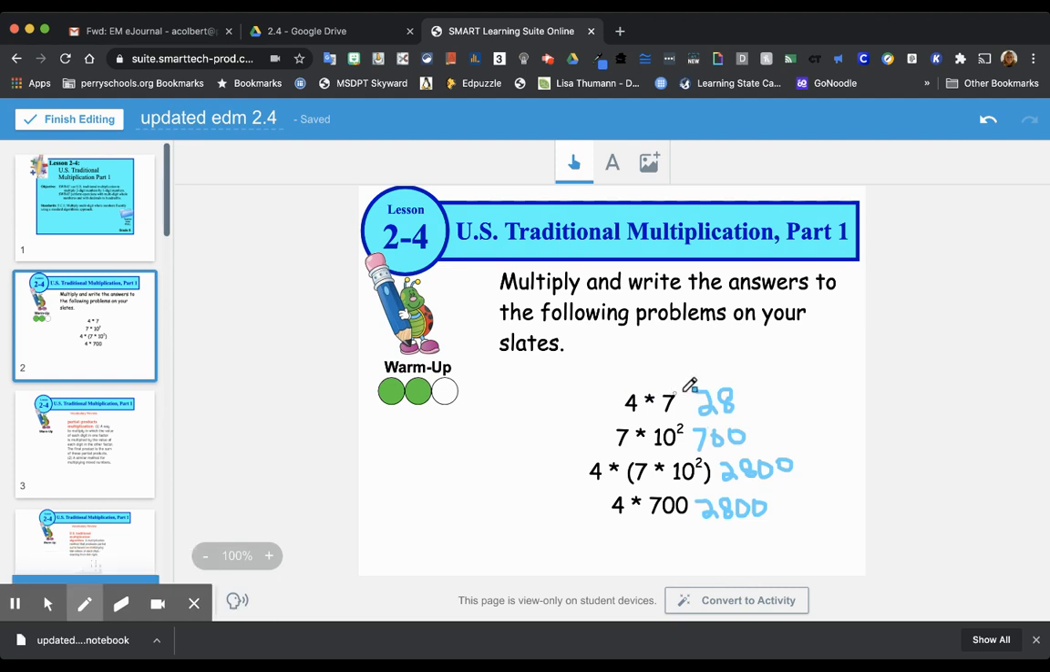All right, so for 4 times 7, we know that is 28. And we know from our previous learning that 7 times 10 to the second is 700, because this is just like saying 7 times 100. 4 times 7 times 10 to the second is 4 times 700, which is 2,800. And then 4 times 700, which is the exact same thing, is 2,800.